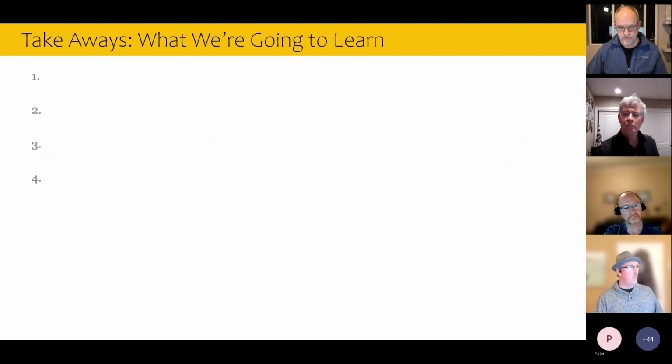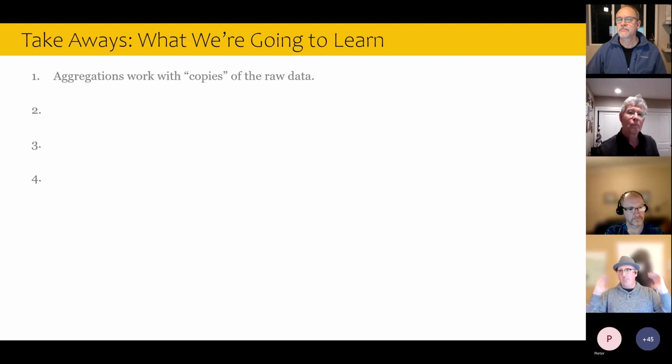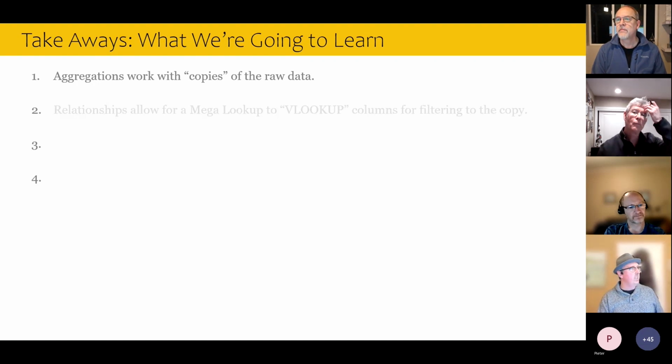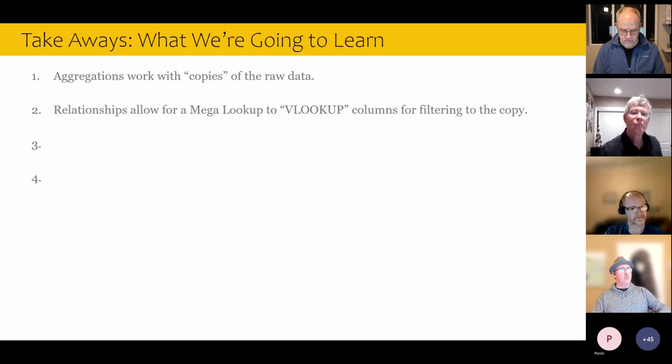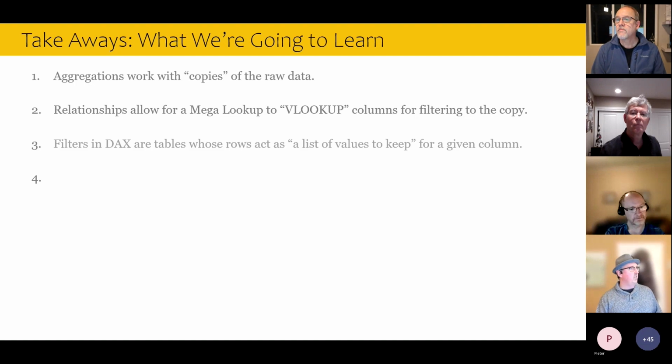All right, so we're going to learn a couple things here. One, two, three, four of them, four big takeaways. And if you don't know what these takeaways are yet, good. I haven't done the presentation yet, unless you watched it last week. So these should be confusing right now. First confusing thing: aggregations work with copies of the raw data. Ooh, that's interesting. Confusing thing number 2: relationships allow for a mega VLOOKUP, which is going to add columns for filtering to the copy. Confusing thing number 3: filters in DAX are tables whose rows act as a list of values to keep for a given column.